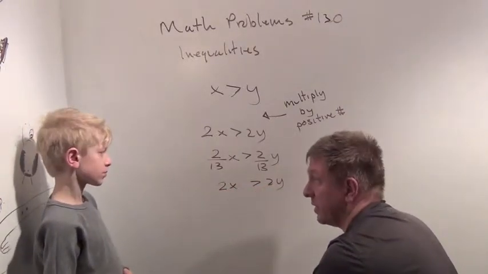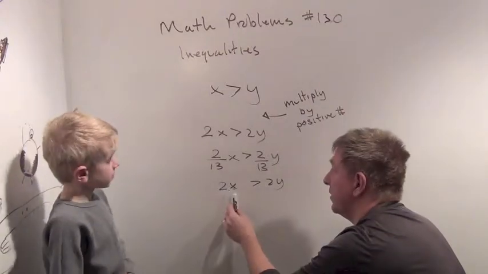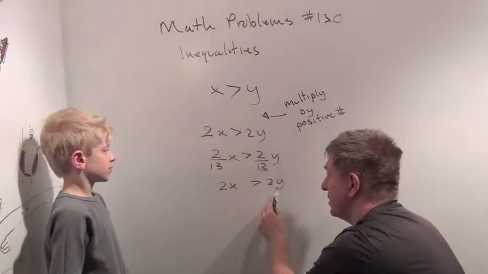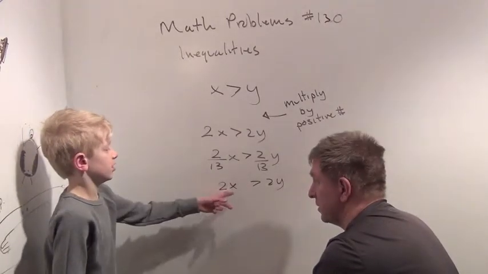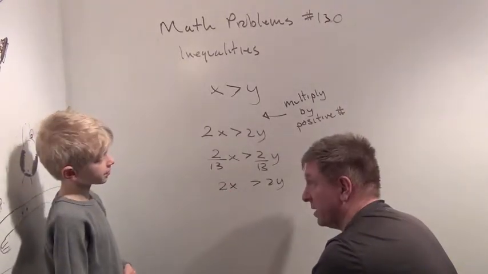We definitely know that. And if you take a bigger number and divide it by 13, and you take a smaller number and divide it by 13, which is going to be bigger? It's going to be that one. Okay, that's a good way of thinking about it.